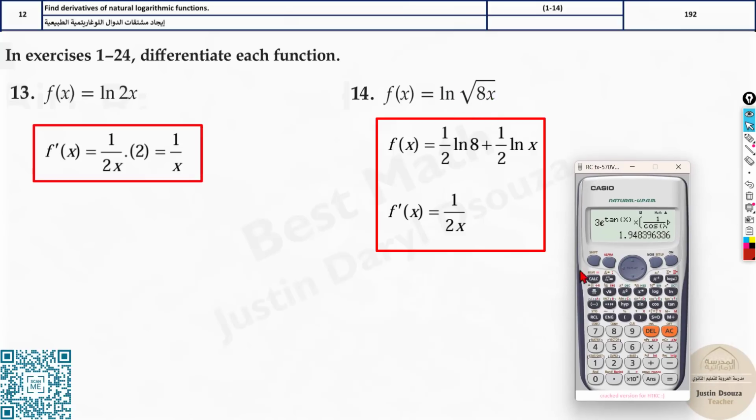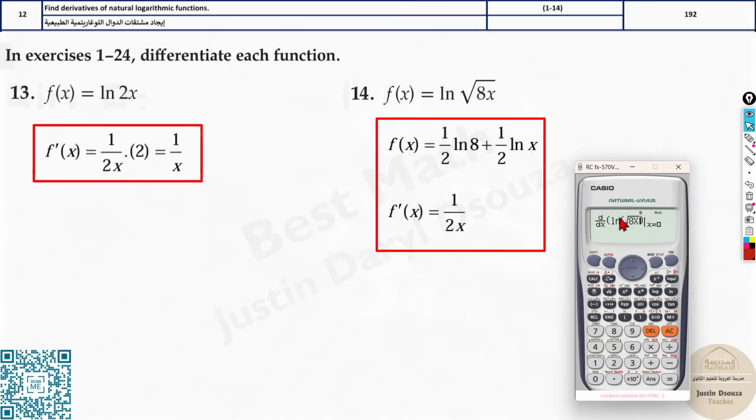Now let me do the last one as well. The question must be derived, shift dy by dx, and then natural logarithm square root 8x, and now close the bracket. Now when you're closing the bracket, if you close it up over here, this is wrong.